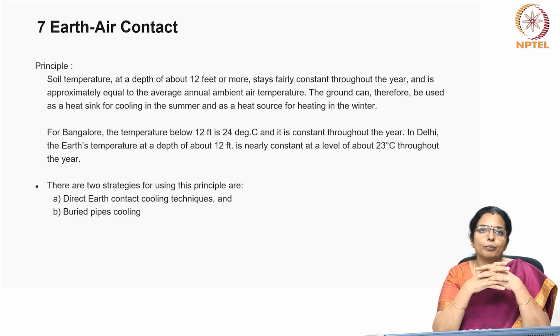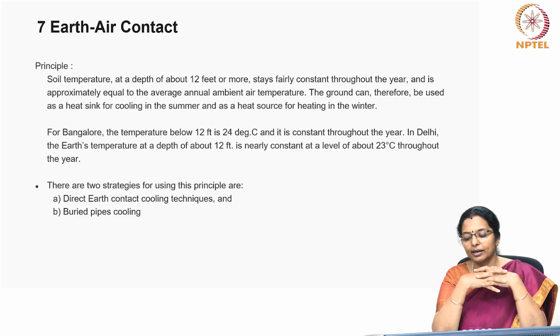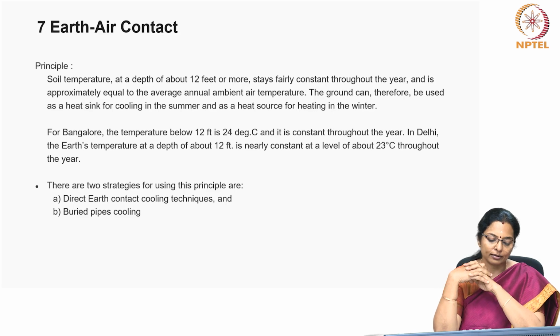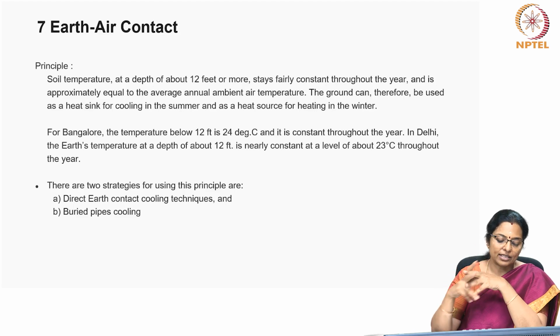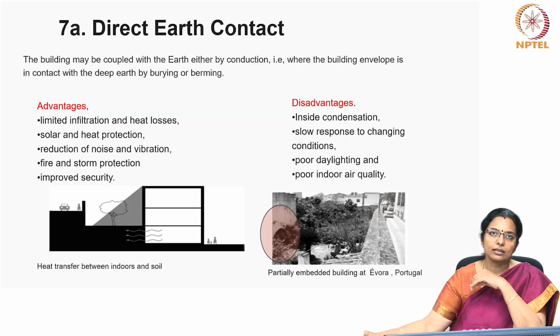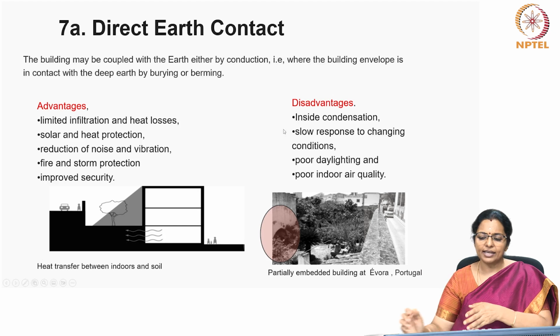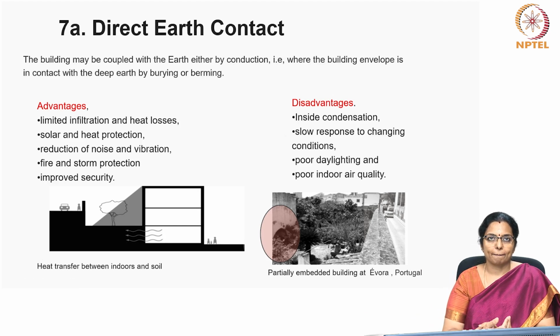For example, for Bangalore, the temperature below 12 feet is about 24 degrees centigrade and it is constant throughout the year. In Delhi, the Earth's temperature at a depth of 12 feet is nearly constant at 23 degrees centigrade throughout the year. There are two strategies of earth-air contact. One is the direct earth contact.